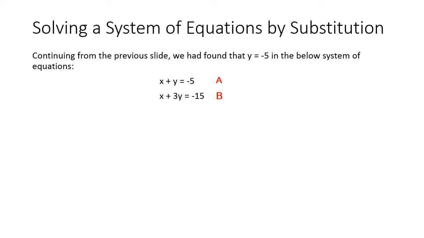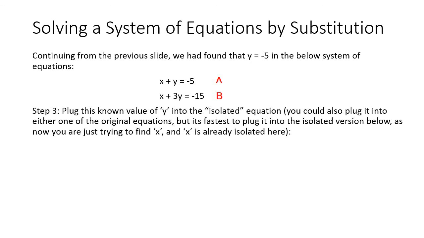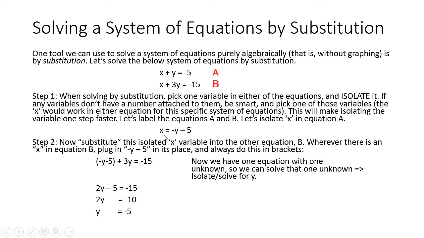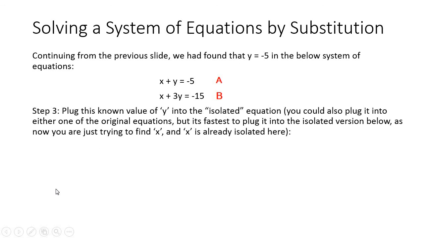So continuing from the previous slide, we had found that y is -5 in the below system of equations. Step 3, plug this known value of y into the isolated equation. So that was the equation up above, this one here, x equals -y minus 5. You could also plug it into either one of the original equations and solve for the unknown x, but it's fastest to plug into the isolated version since you did that work already to isolate x.